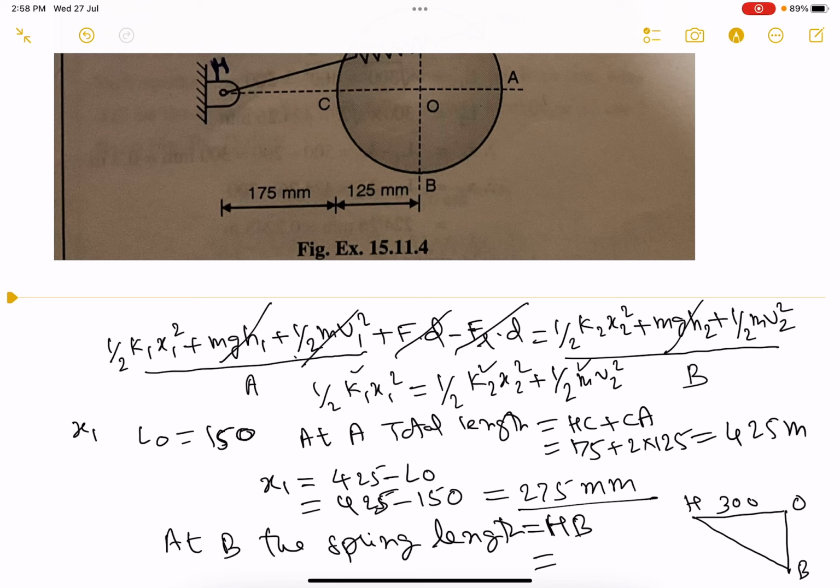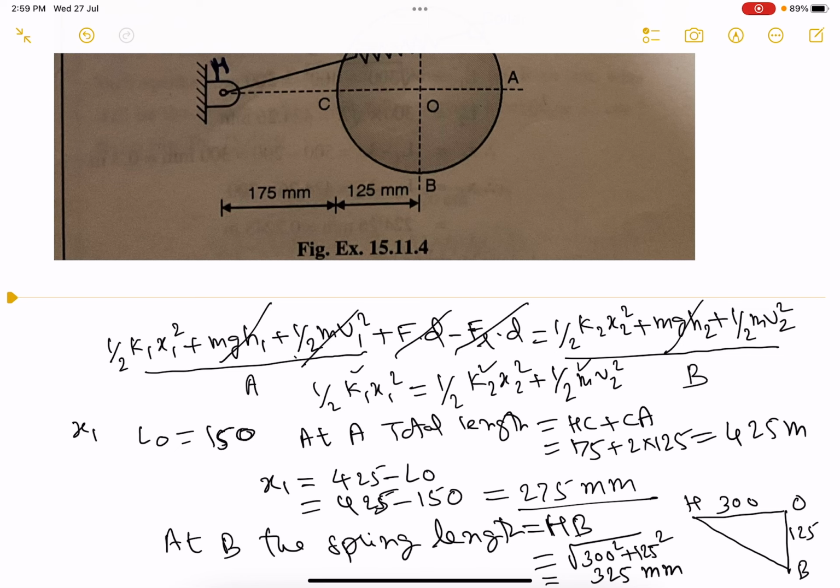And what about OB? OB is the radius of that circle, so it is 125. So you can find out HB by using Pythagoras theorem, which is root of 300 square plus 125 square, and HB will be, let me give you the direct answer, 325 mm. So we have found that out.